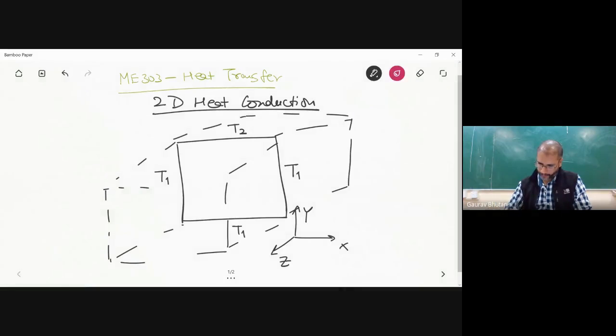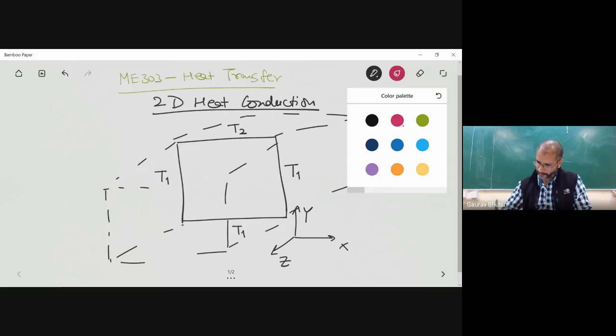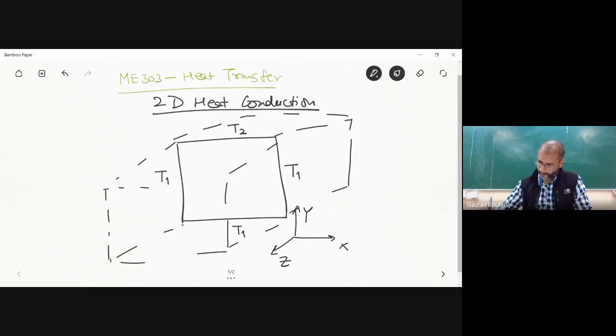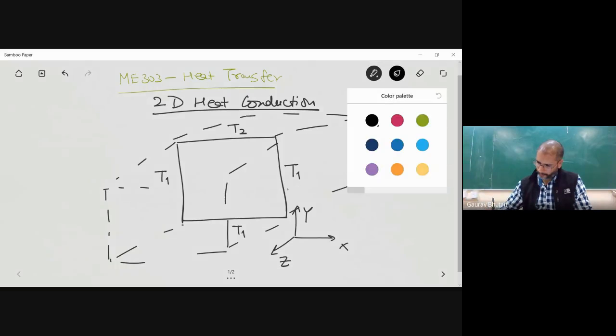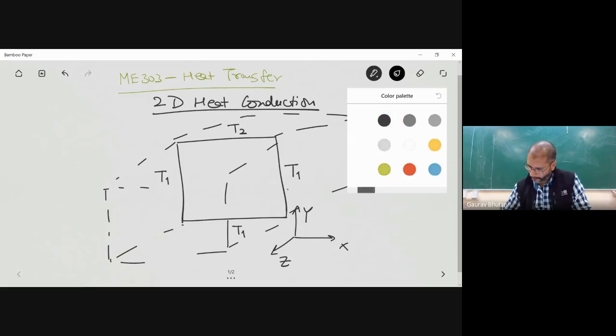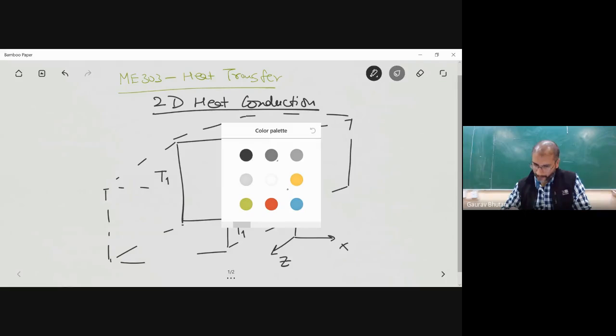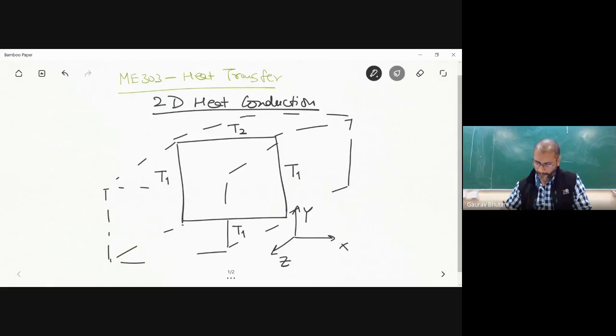There's some problem with using the colors on this. Oops. This pen stops working after some time, so I may have to reset this. Sorry for that.